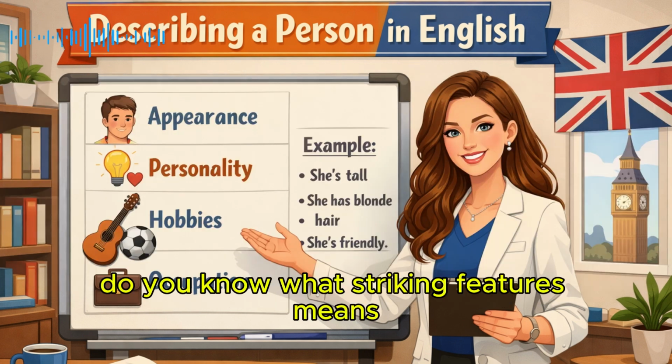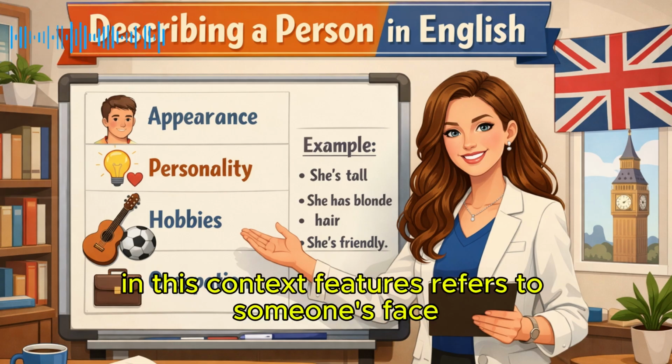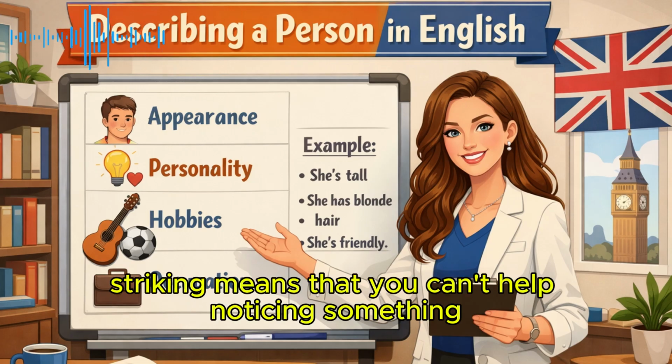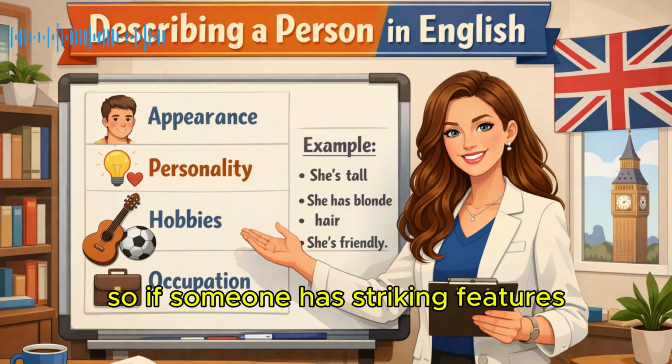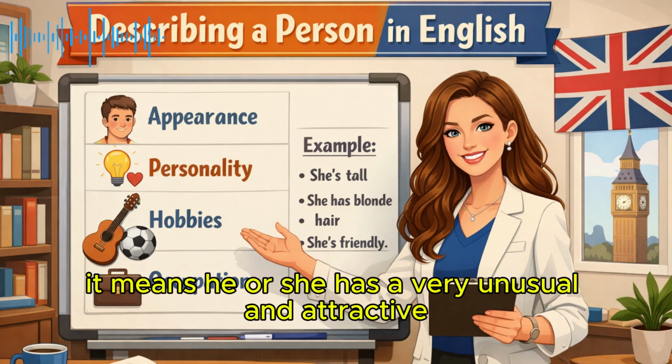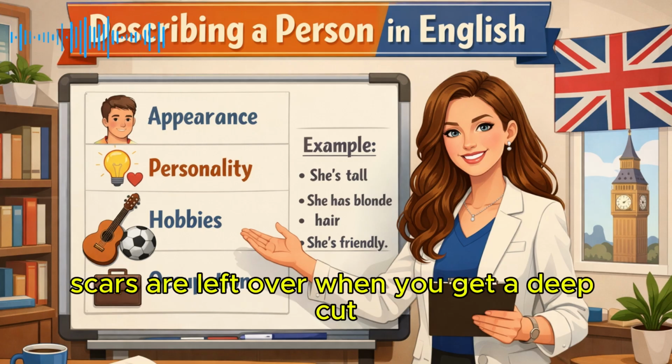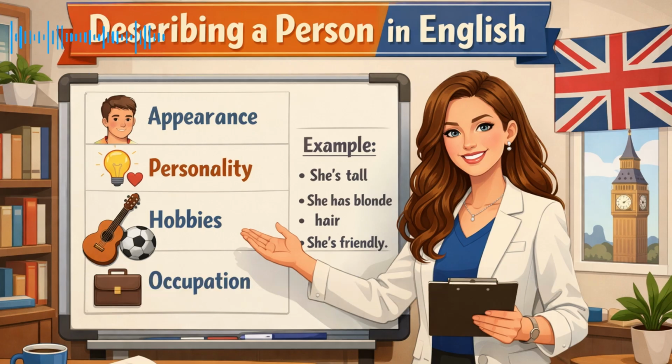Do you know what striking features means? In this context, features refers to someone's face. Striking means that you can't help noticing something. So if someone has striking features, it means he or she has a very unusual and attractive face. What about scar? Scars are left over when you get a deep cut or have an operation.